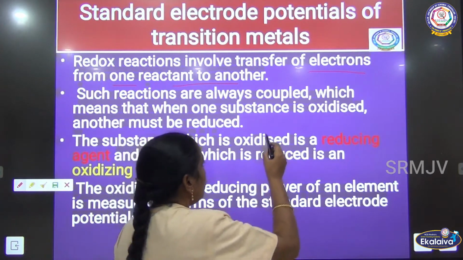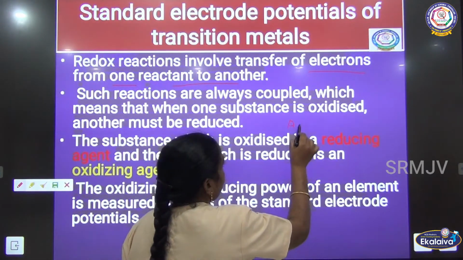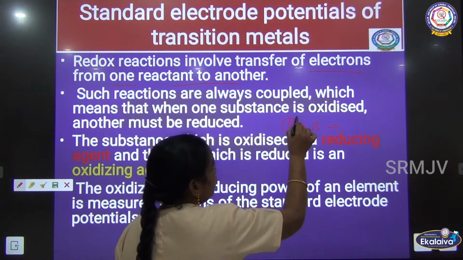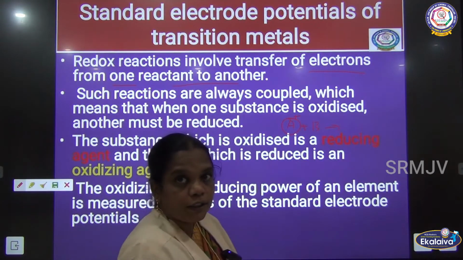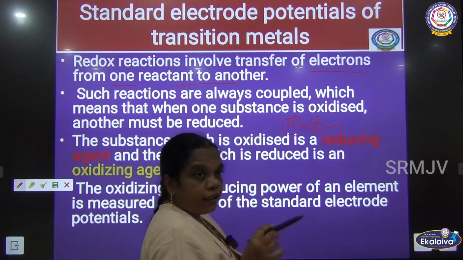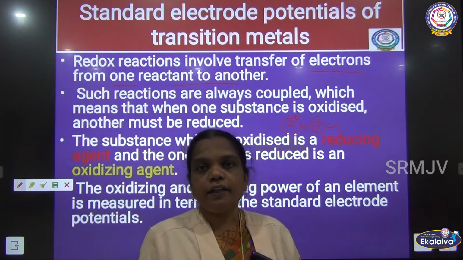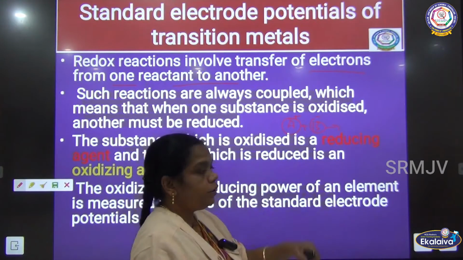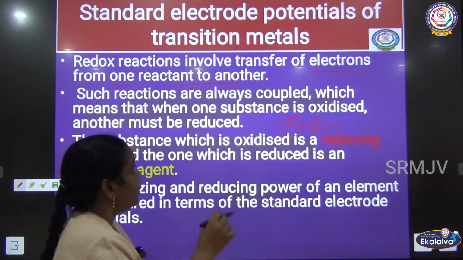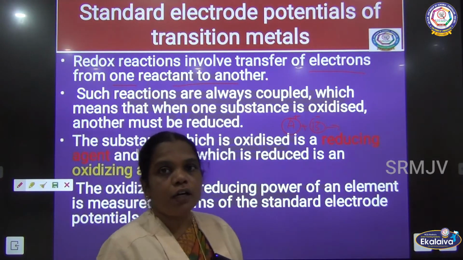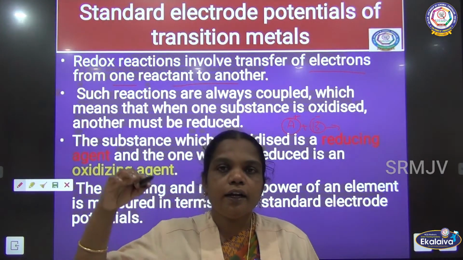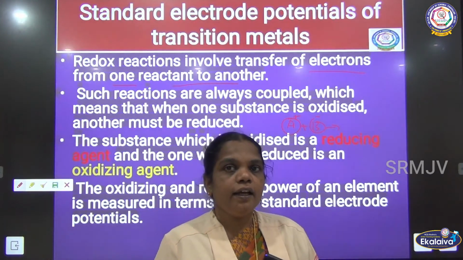Now for example, A and B are involved in this reaction. Here A is going to lose electron to undergo the oxidation reaction, and B undergoes the reduction reaction by gaining the electron which A is going to lose. Understand, in this way the redox reaction is going to take place. That is the transfer of electron. Transfer means one element has to lose its electron and another element has to gain the electron.